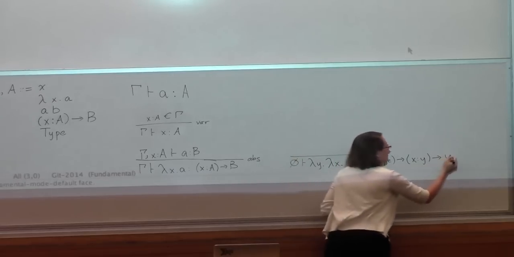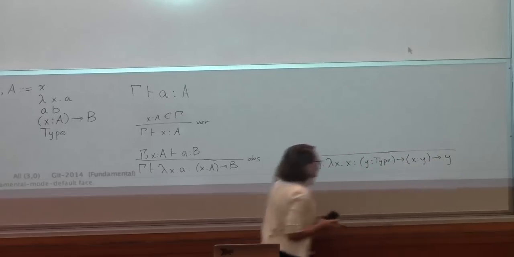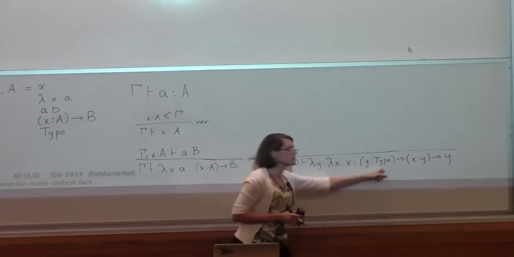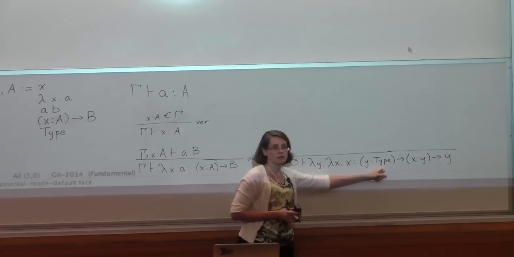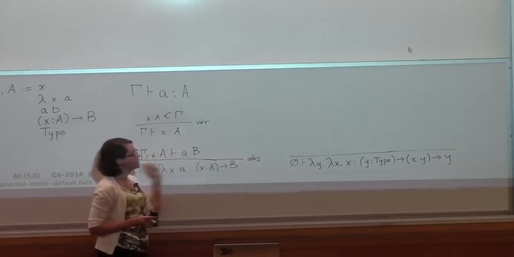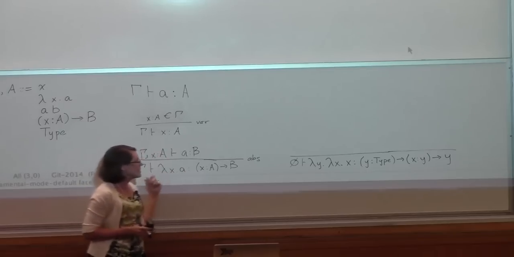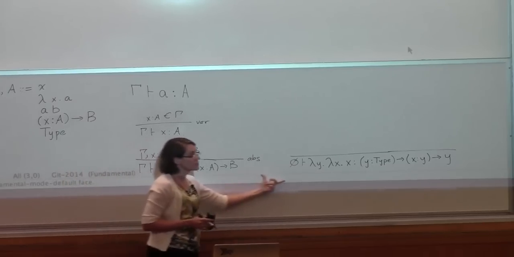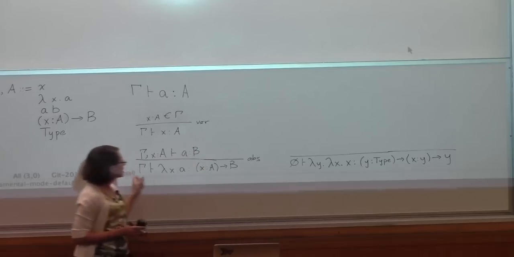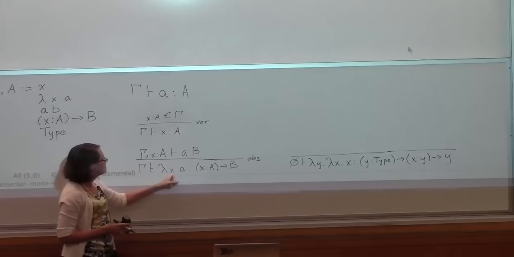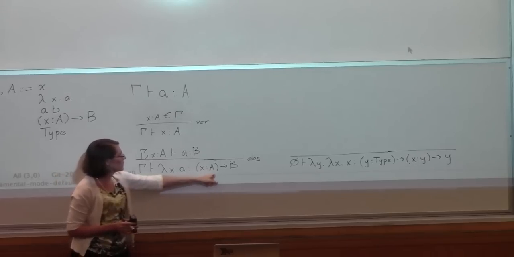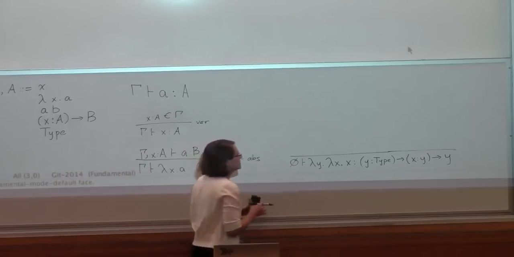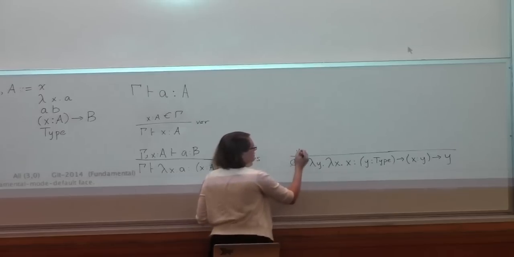Okay? Right? And now how do we prove that this function has this type? Well, we use the abs rule, this rule right here. So this is the general form, and now we construct a derivation by just filling in the blanks, figuring out what the variable is, what the body is, what capital A is, what capital B is.